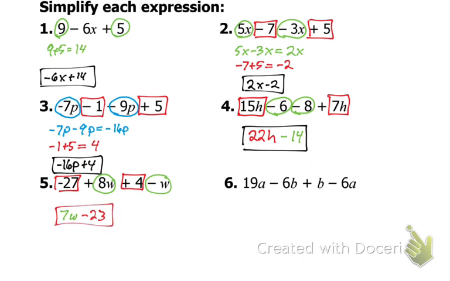And our final one, notice how we have different variables. Is it possible to add 19a and subtract 6b from it? No, because I don't have a 19ab, right? We just have a 19a, a 6b.